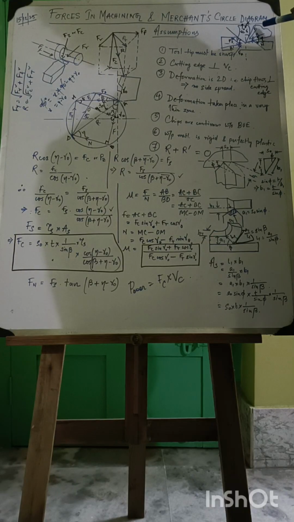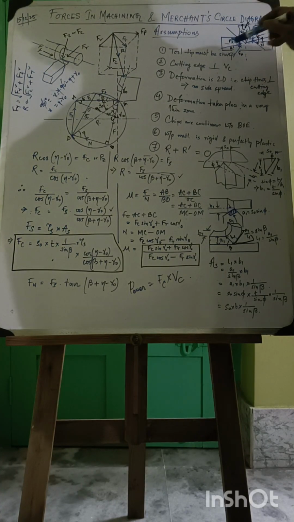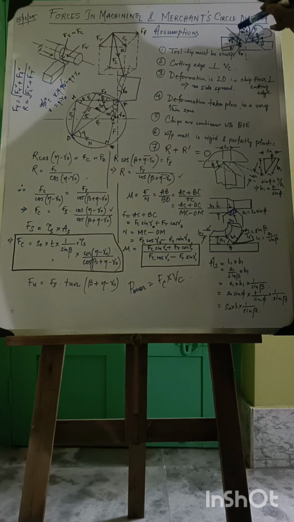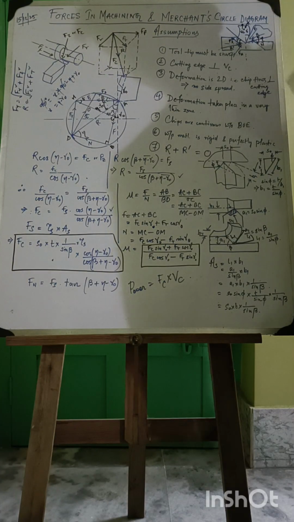So R can be resolved into F and N. N is the normal reaction force which gives rise to F, that is the friction force. The angle subtended by the R and the N is eta, or the friction angle. And similarly, R prime can be resolved into Fs and Fn. Fn is the normal reaction force, the normal force to the Fs, that is the shear force, which is parallel to the shear plane. And beta is the shear plane angle.